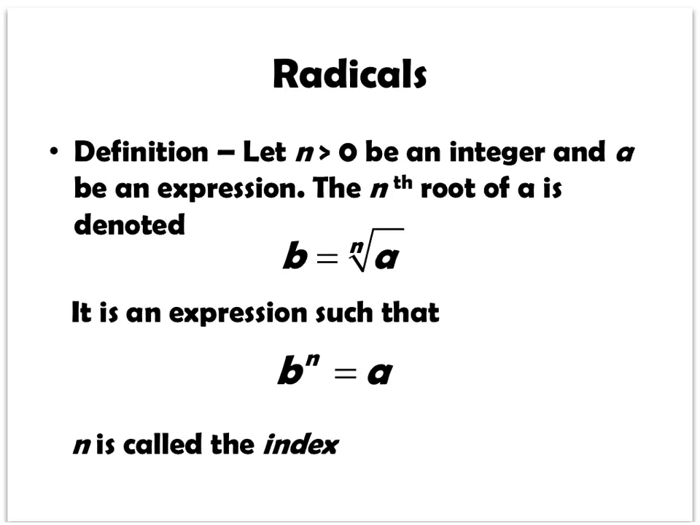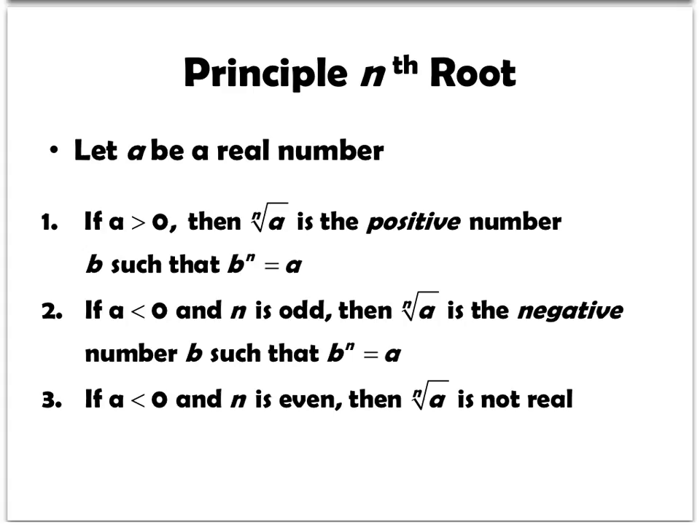Let n greater than 0 be an integer and a be an expression. It could be a number, but it doesn't have to be. The nth root of a is denoted by this symbol right here. This number b is an expression such that b to the n equals a. And the number n is what we call the index. Now, when a is a real number, then this symbol we call the principal nth root of a.